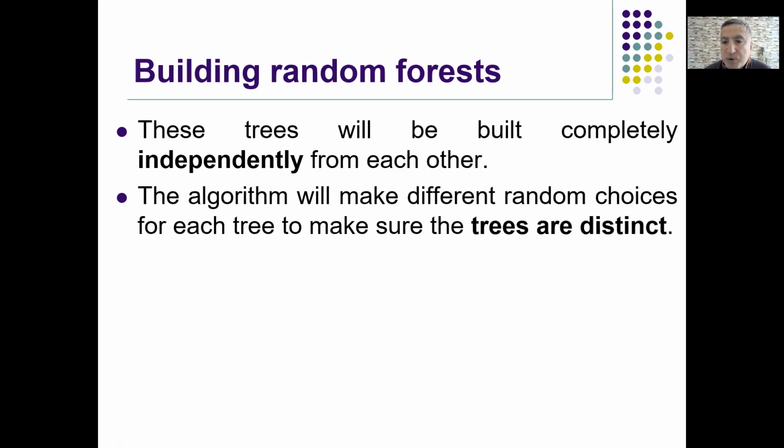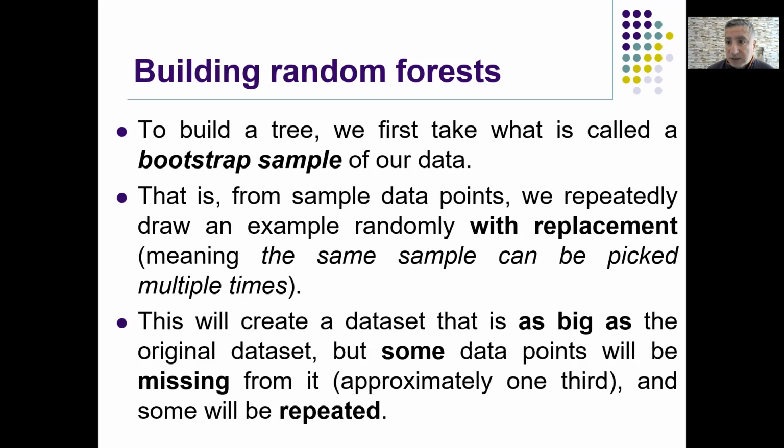These trees will be built completely independent from each other. So the ensemble algorithm, random forest, will train each of these trees separately. And while building these trees, the algorithm will make different random choices for each tree to make sure trees are distinct. So they have distinct questions in test points and distinct decision boundaries.